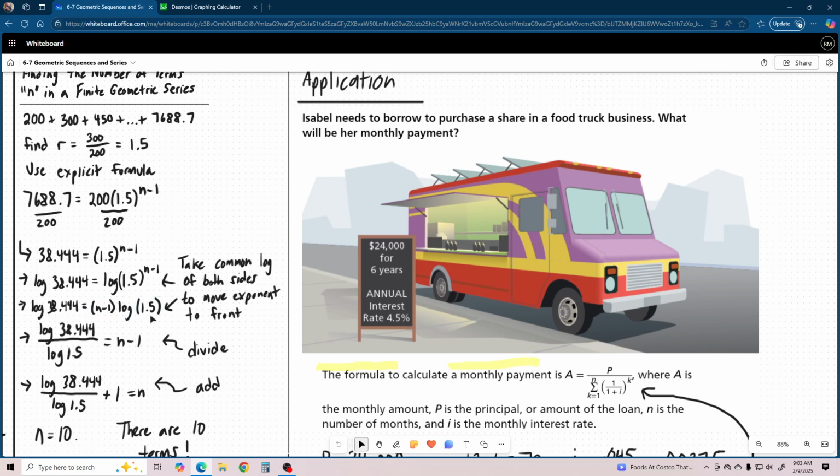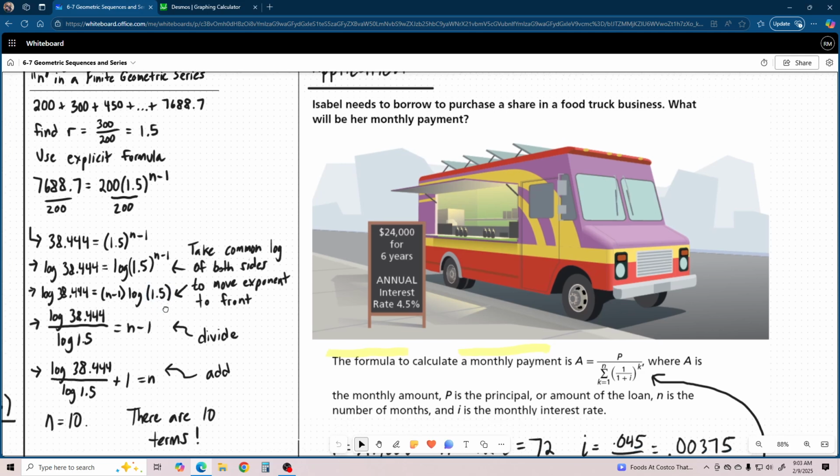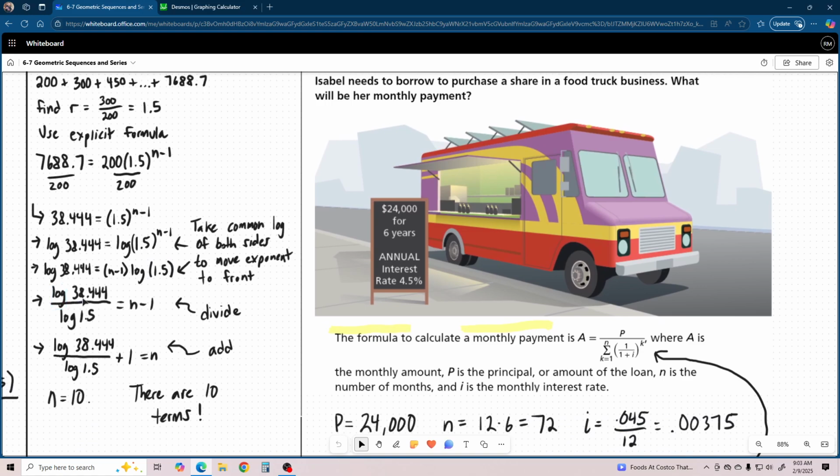Log of 1.5 is just a number, and we need n minus 1, so we can divide by log of 1.5. So log of 38.444 divided by log of 1.5 equals n minus 1, because that's all we have left. Now we're just going to add 1 to both sides, because we don't need this 1 anymore. So log of 38.444 over log of 1.5 plus 1 equals n. In other words, n equals 10. So we know that there are 10 terms.